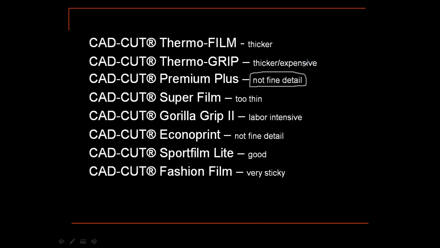I can do fine detail here with my rolling cutter with a fresh new blade, but when we put it out to the market with all these different styles of cutters, different blades, and different lives of blades, we just realized that it's not ideal for the finest of detail. But if you're not doing extremely fine detail, meaning like quarter-inch text, then I think Premium Plus is a good all-purpose choice. Superfilm, in my opinion, is just too thin when you launder this product on a t-shirt.